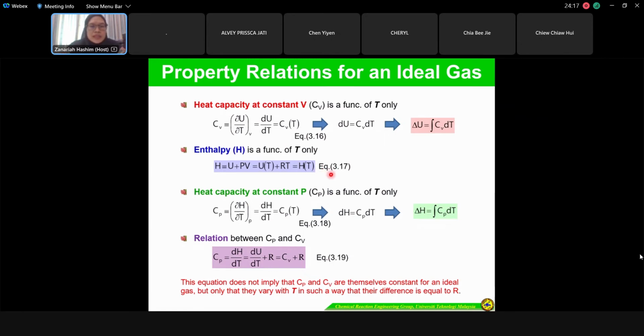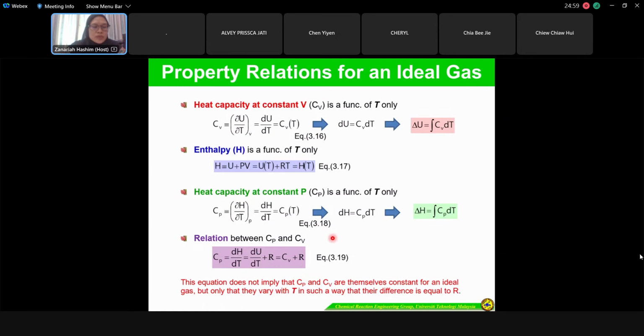Now, you have another type of heat capacity, which is CP. The heat capacity at constant pressure, CP, is defined as the change of enthalpy over the change of temperature at constant pressure. Because the enthalpy for an ideal gas is a function of temperature only, you can write it like this. As a result, CP is also a function of temperature only. So you get the relation delta H equals the integration of CP times dT.